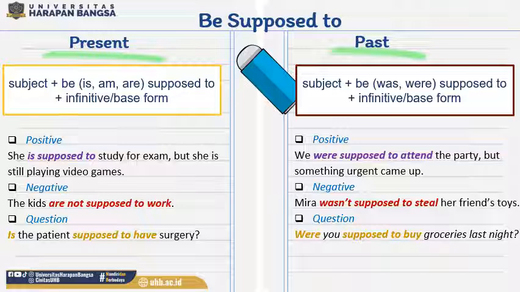Next, negative. Mira wasn't supposed to steal her friend's toys. Mira tidak seharusnya mencuri mainan punya temannya. Tapi realitanya apa? Ternyata realitanya dia mencurinya. Jadi ada kewajiban untuk tidak mencuri. Tapi faktanya atau realitasnya si Mira ini mencuri. Maka bentuk yang dipakai adalah Mira wasn't supposed to steal her friend's toys.